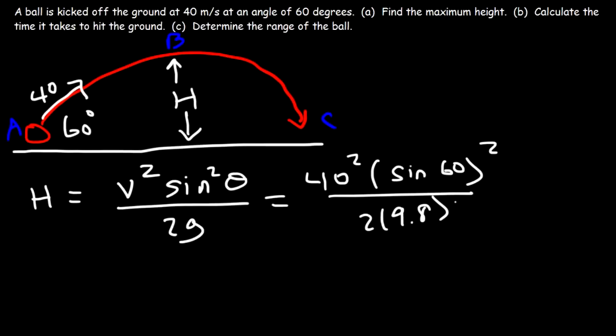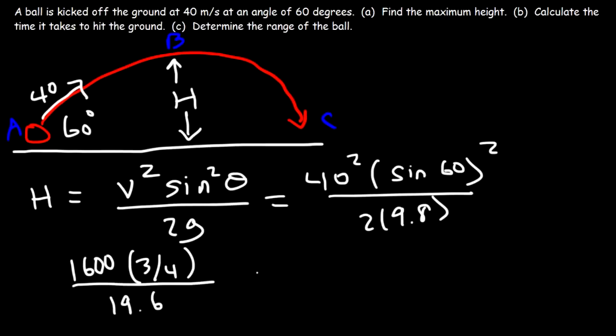So let's take it one step at a time. Sine 60 is root 3 over 2, and when you square it, you get 3 over 4. 40 squared is 1600. 2 times 9.8 is 19.6. 1600 times 3 over 4 is 1200. And 1200 divided by 19.6 is 61.2. So that's the height.